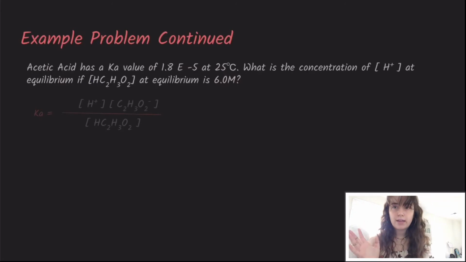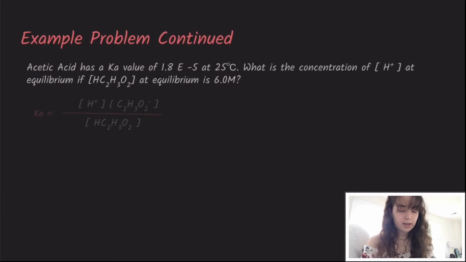Plug what you know in. So we know that the K value is 1.8 times 10 to the negative 5th. Easy, plug that in. We know that the final concentration of acetic acid is 6.0 and that the final for both of the reactants is X. So I plugged that in. Now it's just basic algebra.